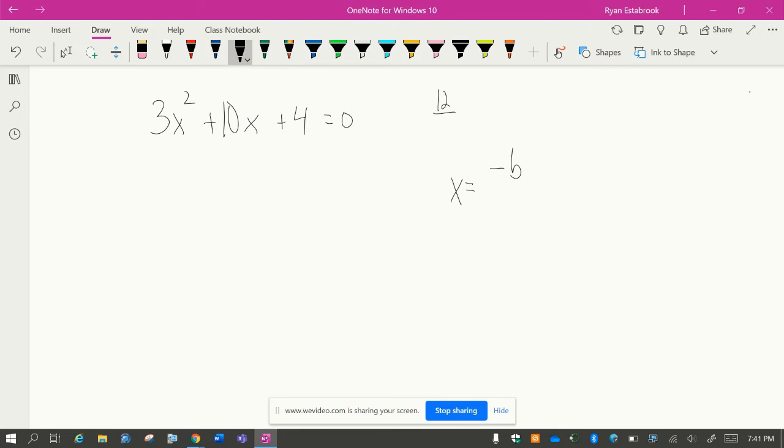Quadratic formula: x equals negative b plus or minus the square root of b squared minus 4ac, all over 2a. Now, what does this come from? The number in front of x squared is your a value. The number in front of x is your b value. And the constant added at the end is the c value.